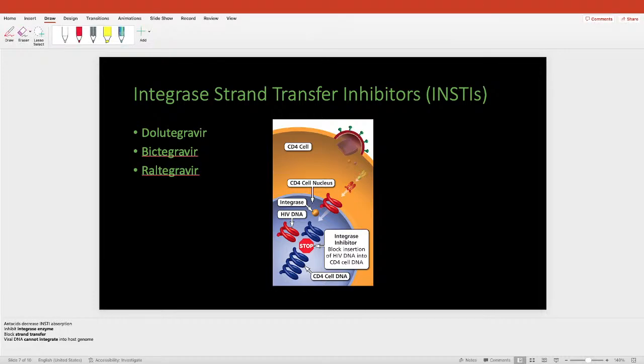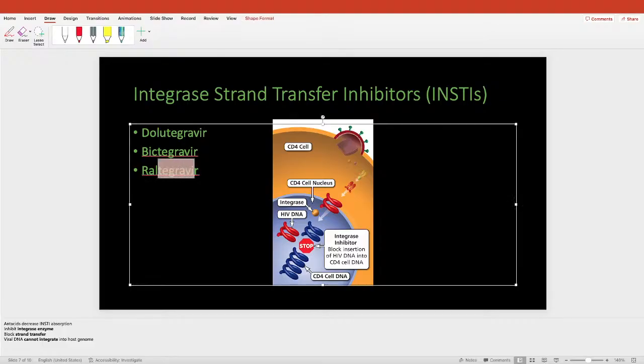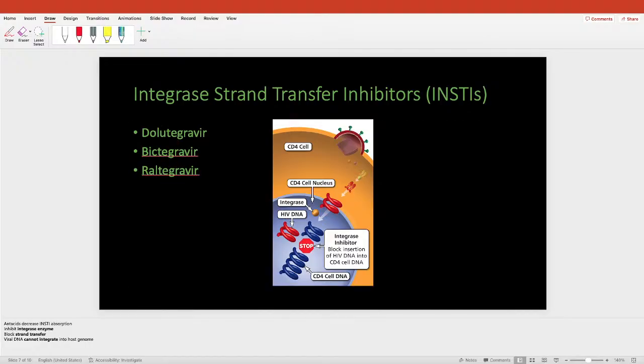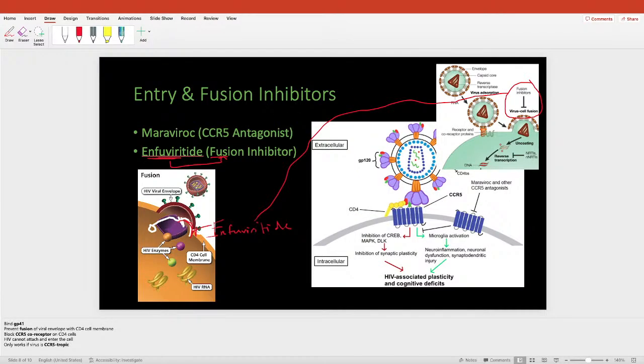Dolutegravir, bictegravir. You could see here in the name, tegravir, integrating. I hope that kind of helps with integrase strand transfer. So just understand that.